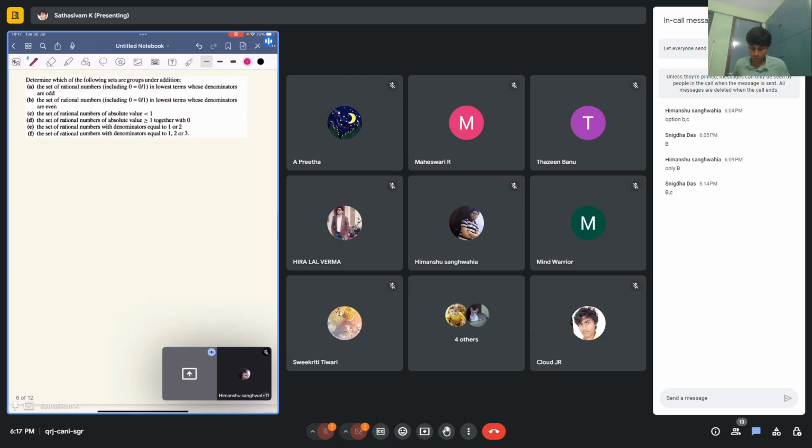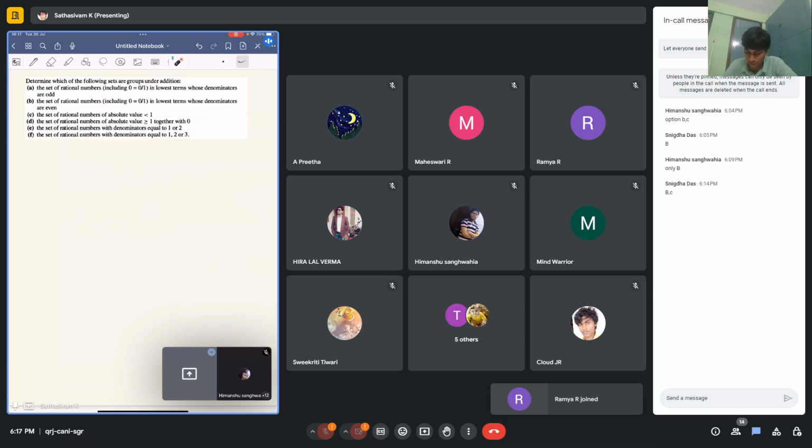Okay, let's move on to a different question. Here the question is: which of the following sets is a group under addition? So we are working mostly with a subset of rational numbers, and we are trying to see which of the following is a subgroup, basically. Okay. Let's do one by one again.